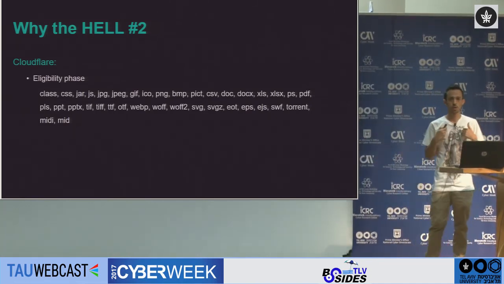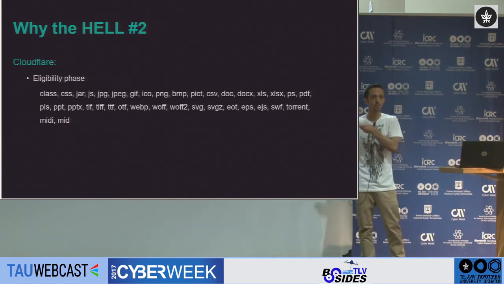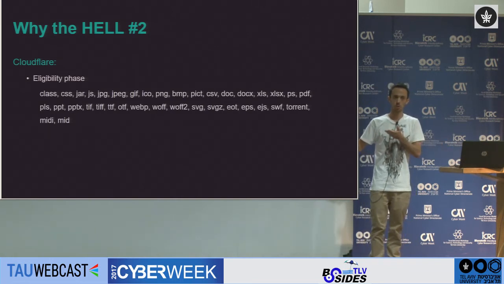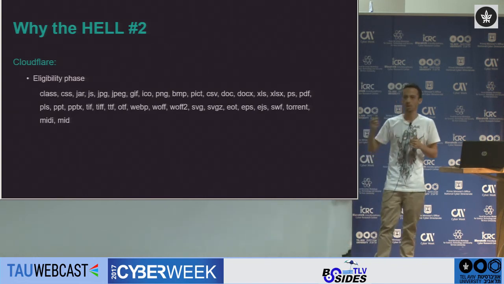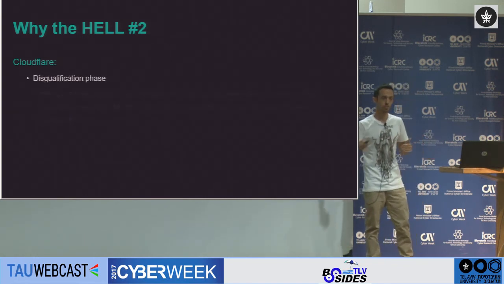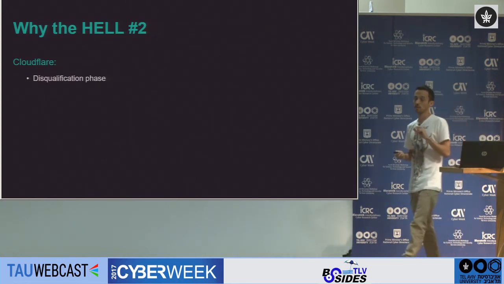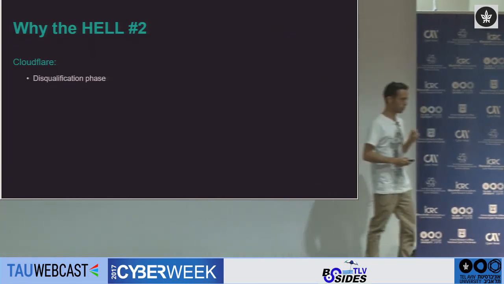So if our URL ends with any of these extensions, we will move on to step 2. And we already know how we can make the web server return us the content that we want with one of these extensions, right? So we just move on to step 2. Phase 2 is called the disqualification phase.